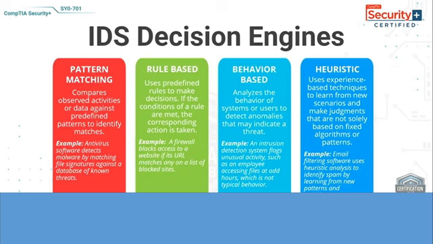For example, email filtering software uses heuristic analysis to identify spam. Once a spam message enters the network or the server, the second time it comes to the network, the software can easily identify it. It can easily learn from the new pattern. If it finds new things, it adds them to its experience, so that in the future, if this type of data comes to the network, it can stop or detect it, and after detecting it, generate an alert. So this is what the IDS decision engine does.